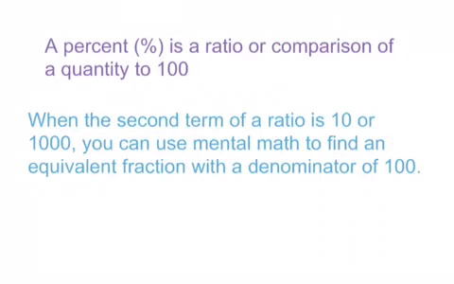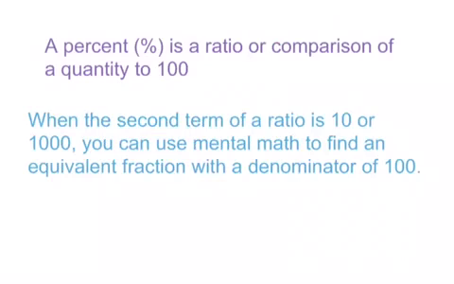A percent is a ratio or comparison of a quantity to 100. If you get a 77% on a test, obviously the max percent was 100, so we're always referring to 100, okay? When the second term of a ratio is 10 or 1,000, you can use mental math to find an equivalent fraction with a denominator of 100.